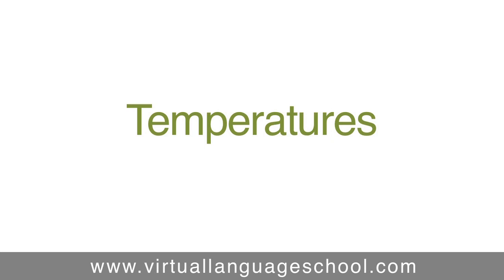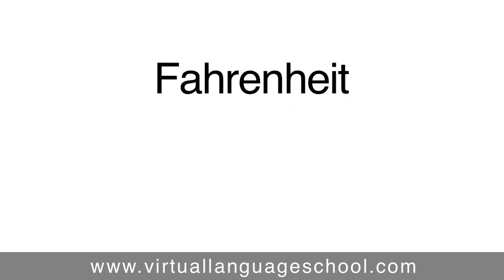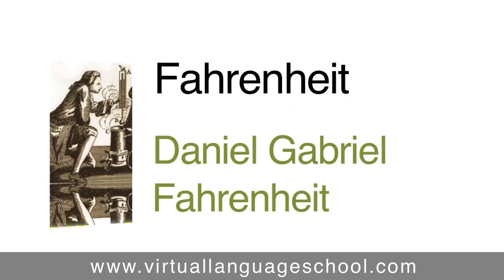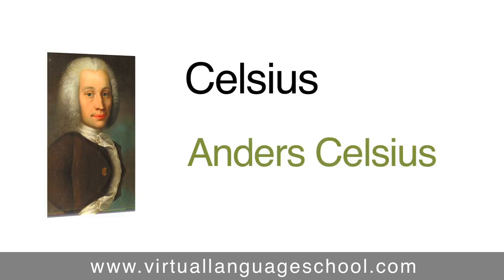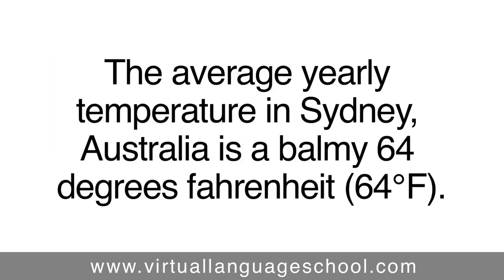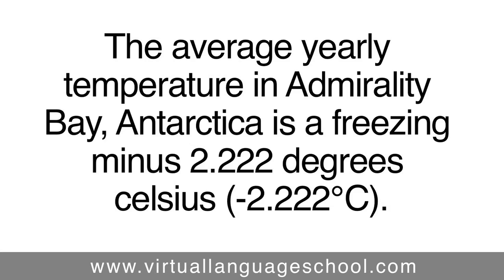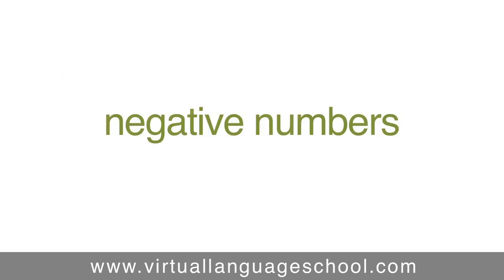To express temperatures, people generally use Fahrenheit, named after the German physicist Daniel Gabriel Fahrenheit, or Celsius, named after the Swedish astronomer Anders Celsius. The average yearly temperature in Sydney, Australia is a balmy 64 degrees Fahrenheit. The average yearly temperature in Admiralty Bay, Antarctica is a freezing minus 2.222 degrees Celsius. By the way, numbers such as this that are less than 1 are commonly referred to as negative numbers.